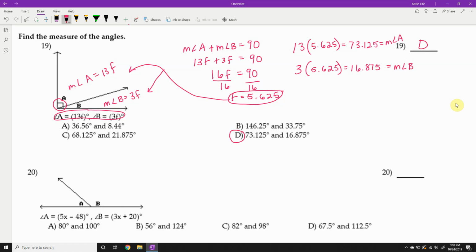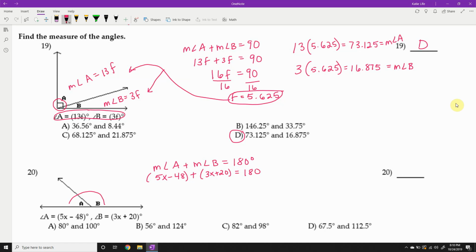Okay, number 20, again looking to solve for the measures of angles A and B. Well, this time A and B are coming together to be a straight angle, or they are pairs of supplementary angles, meaning that the measure of angle A plus the measure of angle B is going to be 180 degrees. A is defined as 5x minus 48 plus B is defined as 3x plus 20. And together they are equal to 180 degrees.